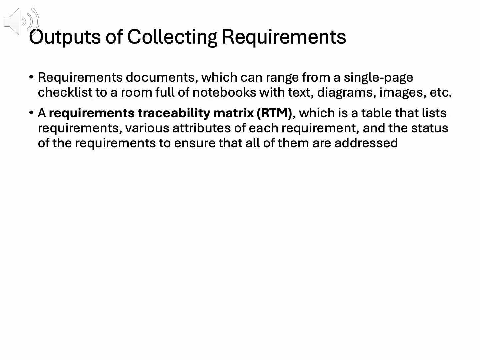Building on this success, welcome, class. This slide focuses on the outputs of collecting requirements, a critical step in project scope management. These documents ensure stakeholder needs are captured and addressed, driving project success. The primary output is requirements documentation, which can range from a single-page checklist to detailed reports with diagrams and images. For the just-in-time training project, this includes training needs, like course topics and delivery methods, gathered through surveys.